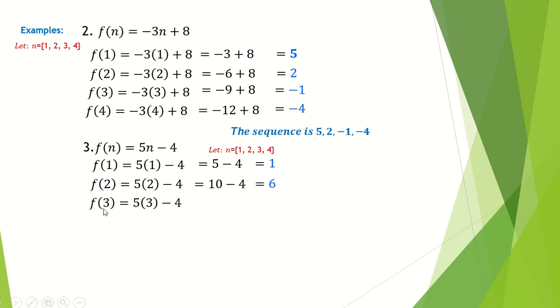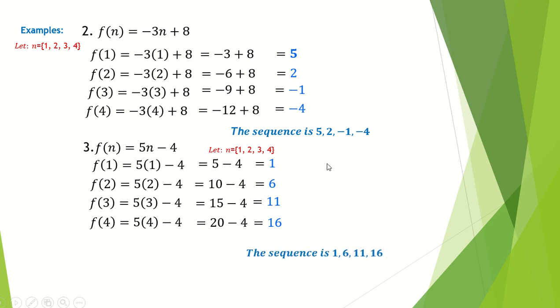For the third term, substitute 3 to every n, it will give you 11. For the fourth term, substitute 4 to every n, and that will give you 16. I hope you have mastered your integers because that will be a big help in simplifying all this. Okay, so the sequence is 1, 6, 11, 16.